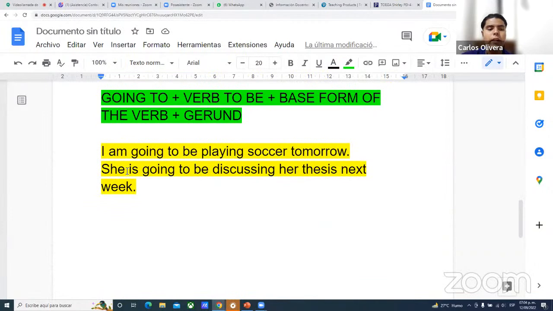So let's check it out. She is going to, it's present, is going to, so you can see going to, verb to be, and base form of the verb. Her thesis, discussing, plus gerund, right? Discuss here would be, until here, we will have the base form of the verb, and from here on, ing, this is the gerund. So these conditions are fulfilled, and we finally have her thesis next week. All right. Any questions, Shirley, here?